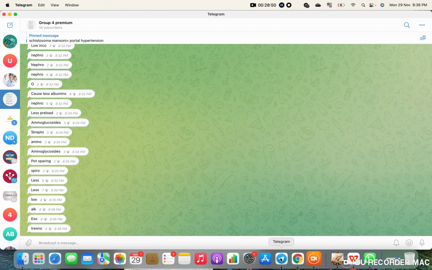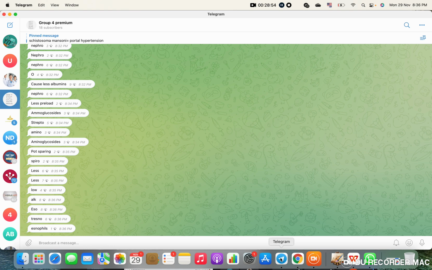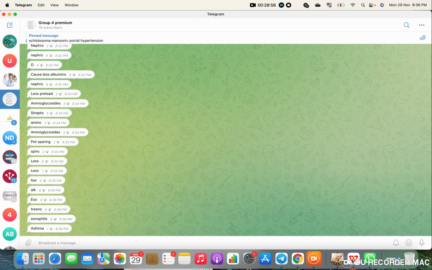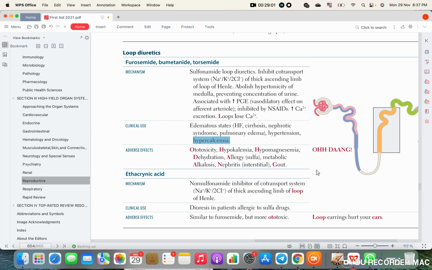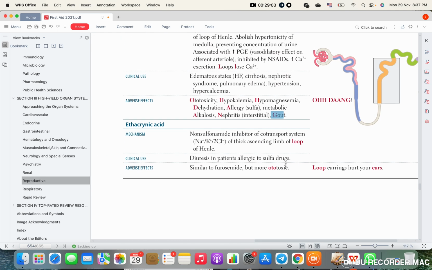Interstitial nephritis. It was the eosinophil cast. Okay, eosinophil cast. Okay, so let's take a look here. And finally, gout, because they have hyperuricemia.